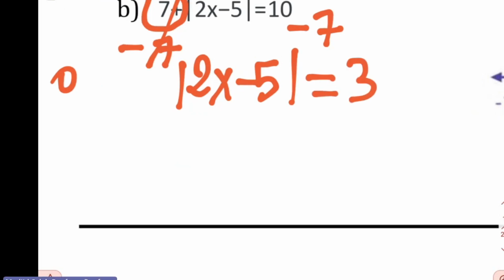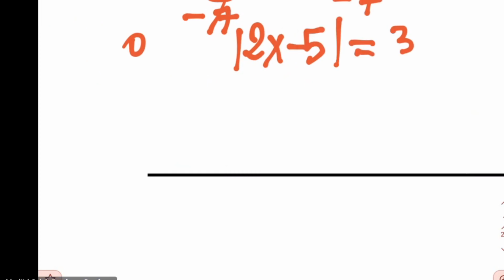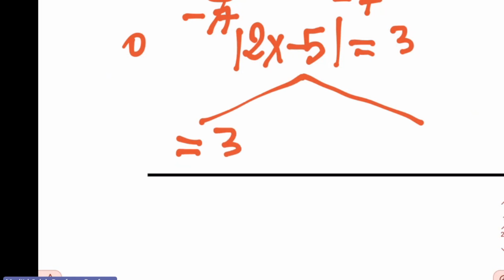As you can see here, we have absolute value that equals a positive number. So this one, you can solve it. And to solve it, you have to remove the absolute value. Okay, so you split this into 2. One of them should be 3. The other one should be negative 3. Who is 3 and negative 3? The expression inside the absolute value.